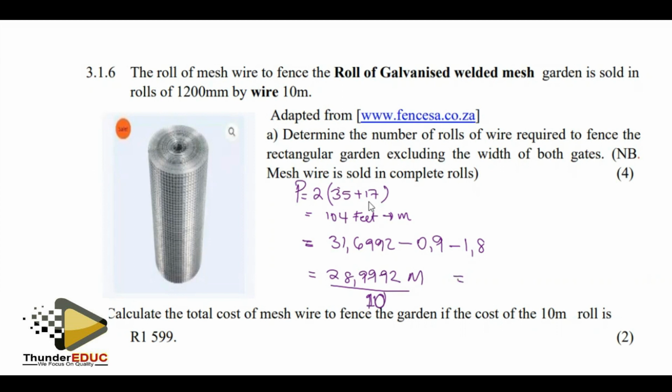You see, you find yourself that you remain with 8,9992. But remember, these are rolls, so you cannot buy them in half. So the person will buy 3 10-meter rolls. 3 of them, but the third one won't be fully used, but part of it will be used.